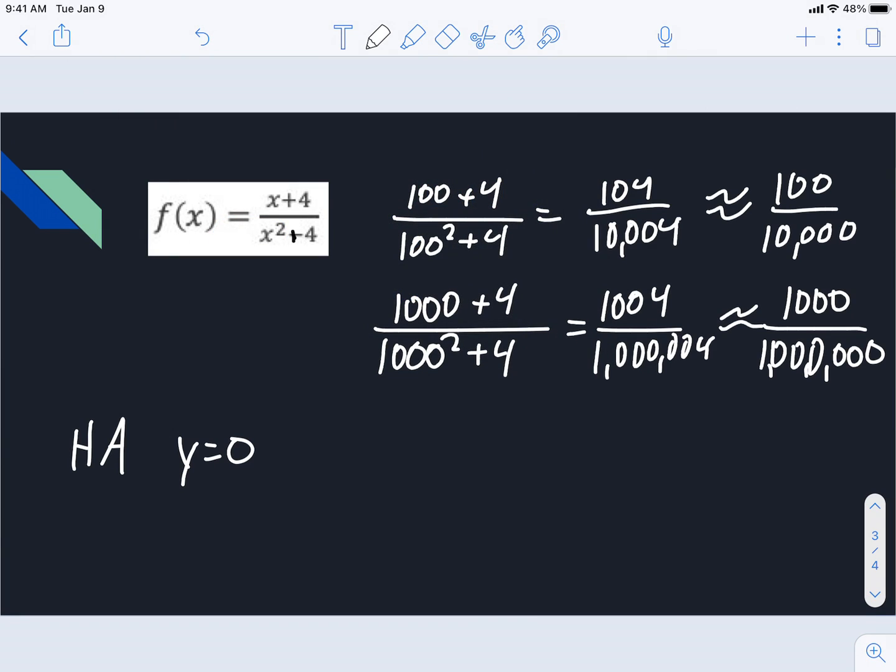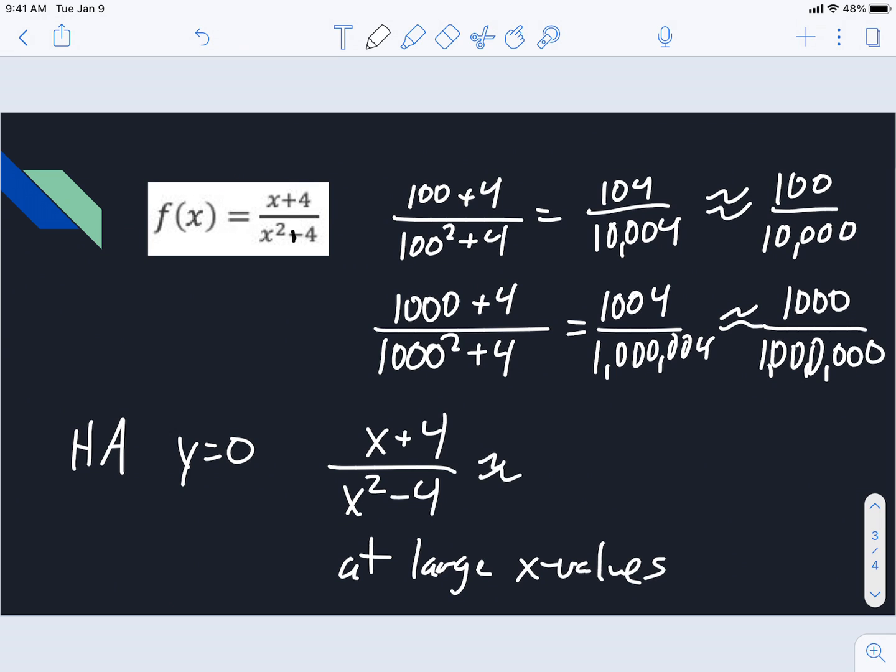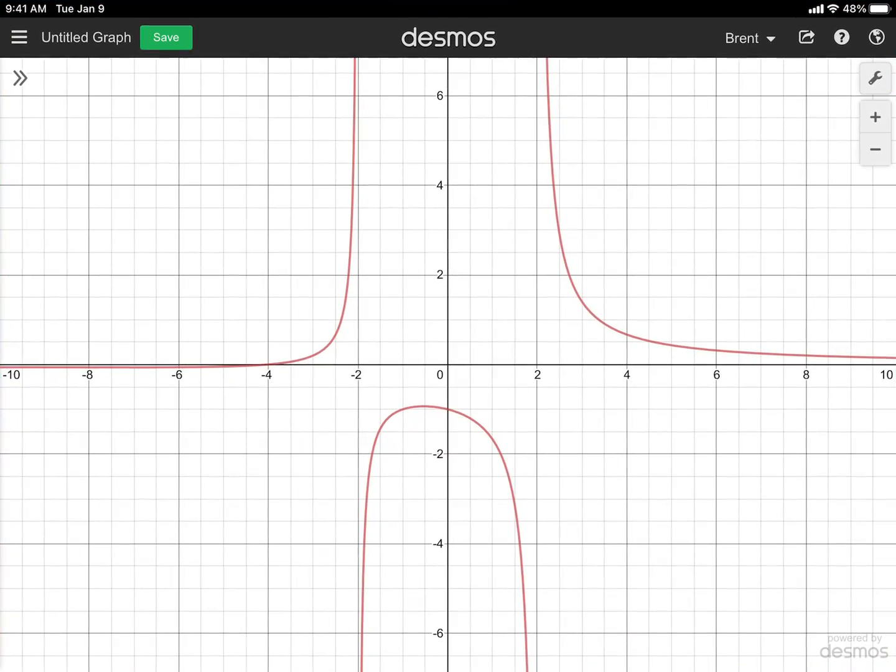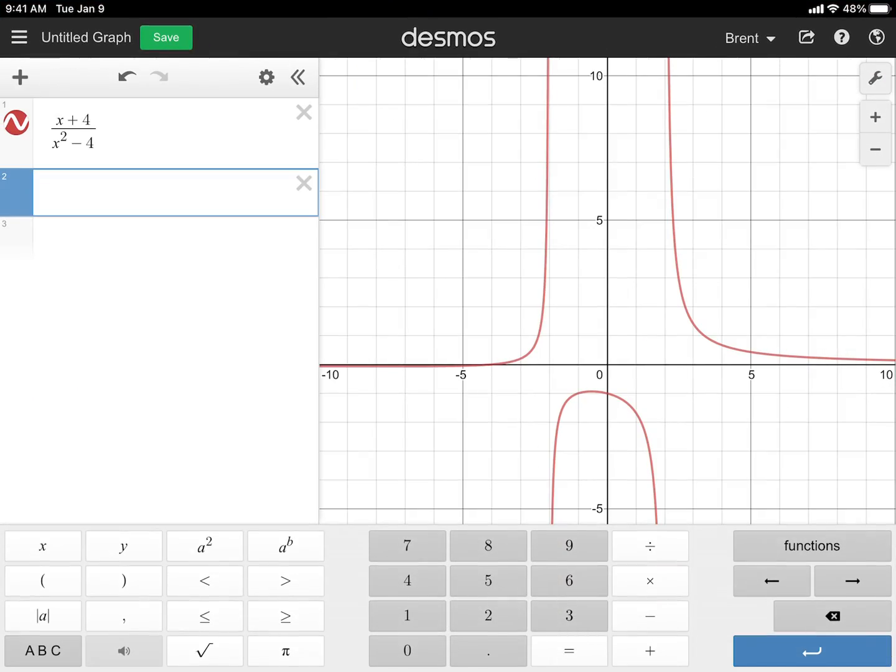Okay, so basically what we're saying here is that this x plus 4 over x squared minus 4, for sufficiently large values of x, at large x values, is basically equal to x over x squared. Well, x over x squared reduces to 1 over x. And for much the same reason as before, that's basically going to be, at large values of x, equal to 0.